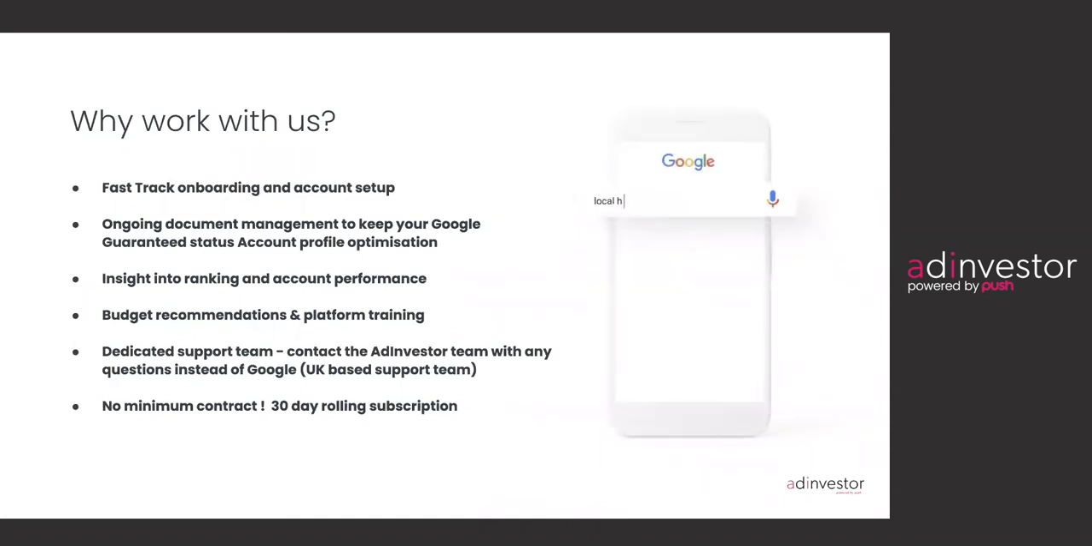And we provide ongoing document management. So things like your public liability insurance, we make sure you keep that Google Guaranteed status, because if it expires, you will drop off there. Insights into ranking and account performance through the AdInvestor dashboard. We will give you budget recommendations and platform training to make the most out of this service. And then you've also got a dedicated support team who you can contact with any questions instead of going to Google. And finally, we don't operate on any minimum contract.